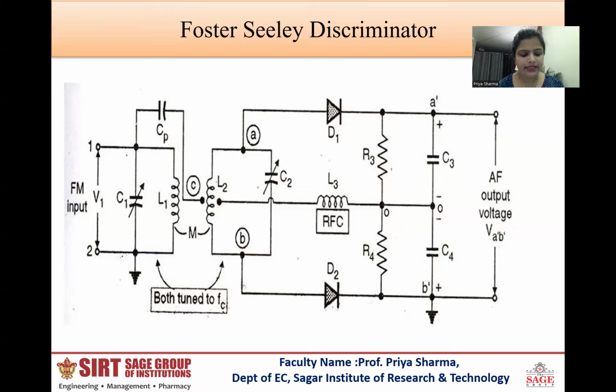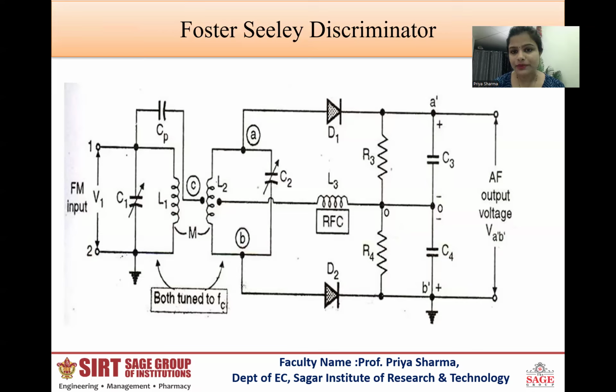But the method of applying the input voltage to the diodes, which is proportional to the frequency deviation, is entirely different. However, here the primary and the secondary windings both are tuned to the same center frequency of the incoming signal, as I told and discussed with you just a couple of minutes before. This simplifies the tuning process to a great extent and it will yield better linearity than the balanced slope detector.